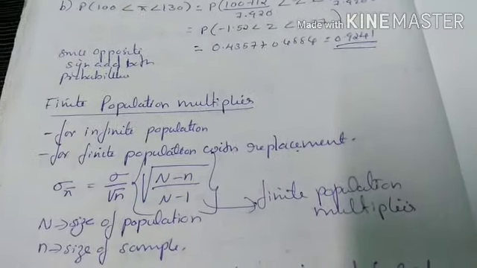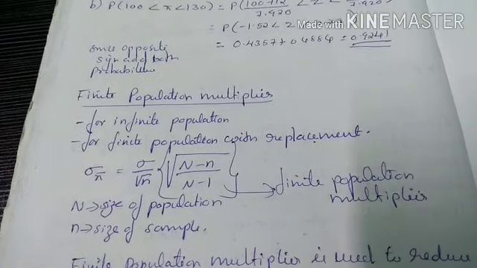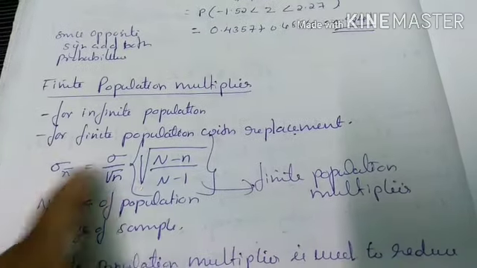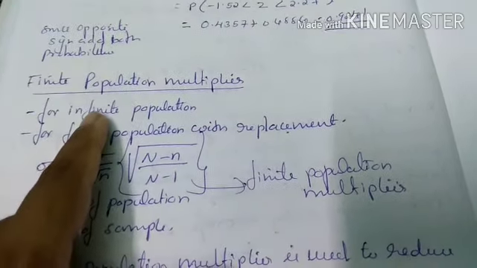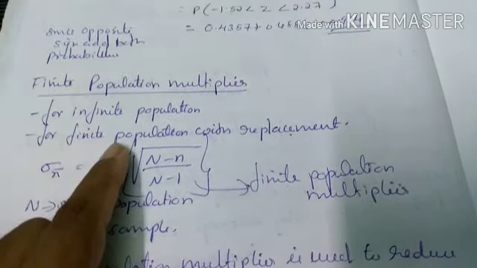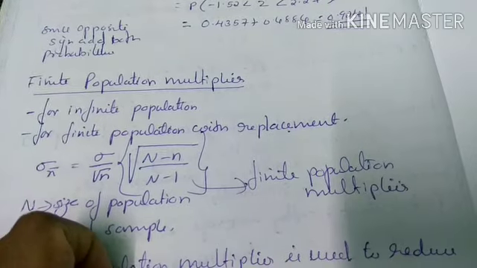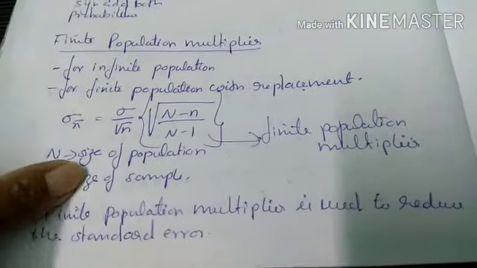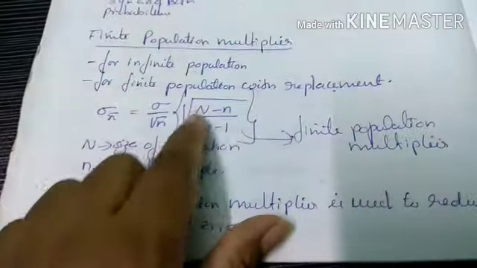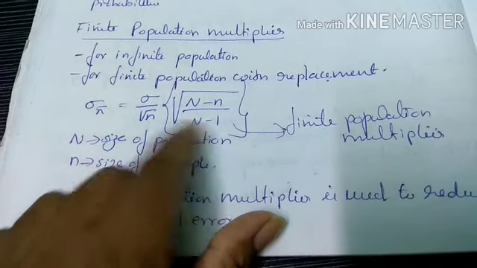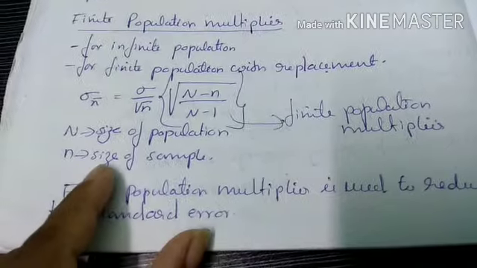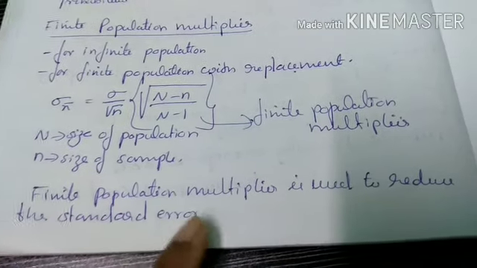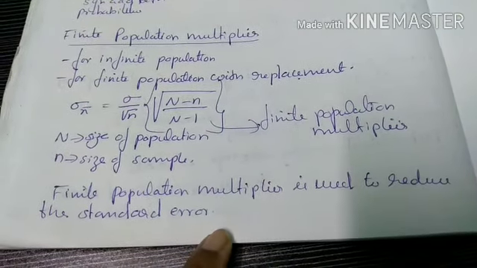Next is the finite population multiplier. This finite population multiplier is used to find the standard error in case the population is finite and sampling is done without replacement. So we have to just multiply root of (N minus n) by (N minus 1) with sigma by root n. Here capital N is the size of population and small n is the size of sample. The finite population multiplier is used to reduce the standard error.